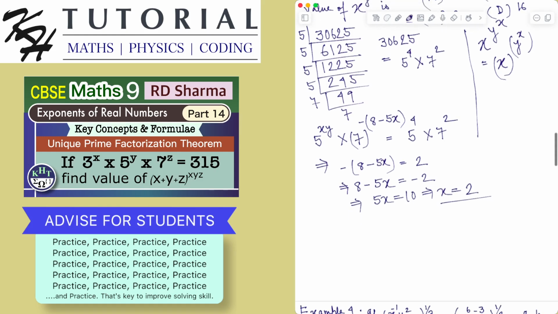Also, if I equate the powers of 5, I will have xy is equal to 4. This implies y is equal to 4 divided by x, and x is equal to 2, so 4 divided by 2, which is 2. So y is also equal to 2.